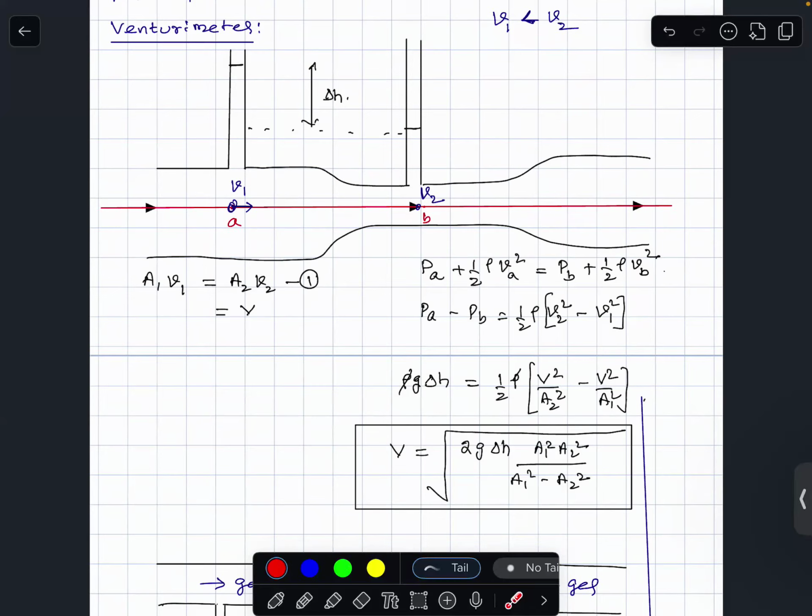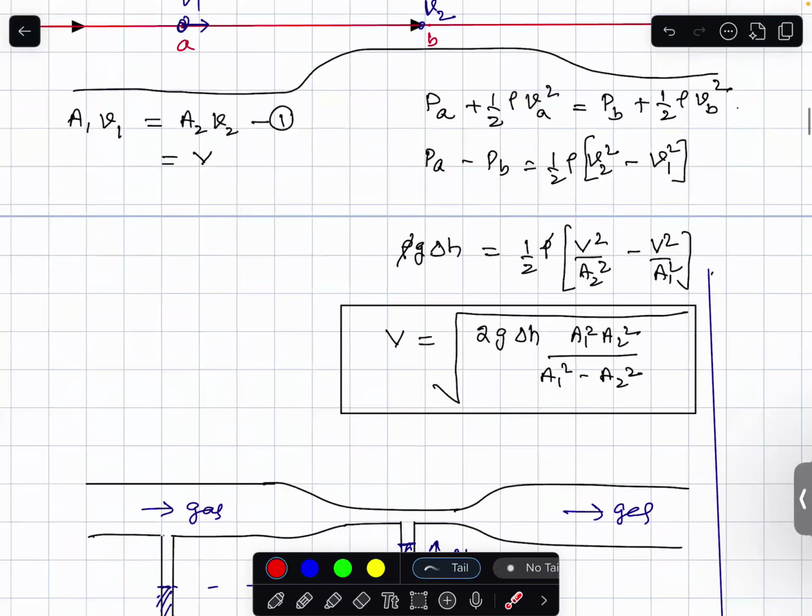So as per the equation of continuity, you can write A1 V1 is equal to A2 V2 is equal to the rate of flow. Don't forget, why I am doing all this is to find the expression for rate of flow. So I am eliminating the V1 term and V2 term here with the rate of flow term. Done. So finally, I will get rate of flow as the square root of 2G delta H A1 square A2 square by (A1 square minus A2 square).